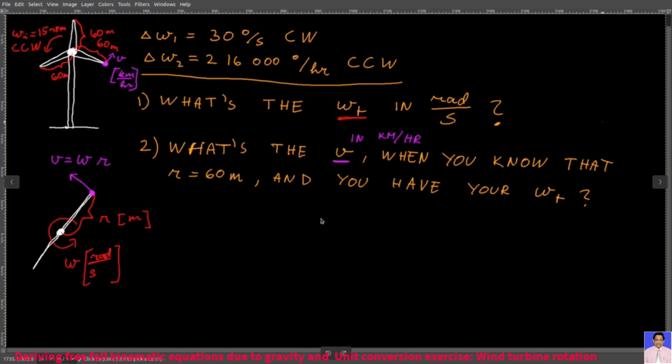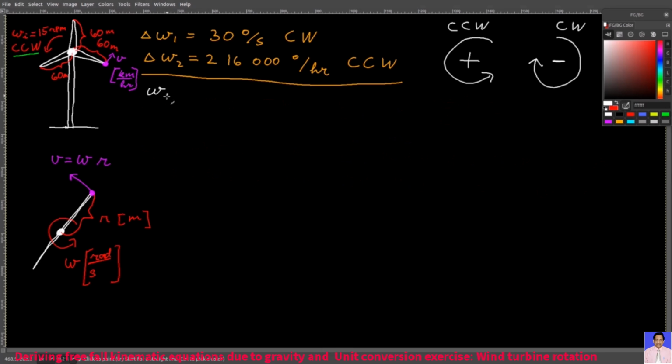Welcome back. So now let's do the second one. In the second question, we have to compute the tangential velocity at the tip of the blade in kilometers per hour when the turbine rotates at the final rotational speed. And you already know that the final rotational speed is 2 pi over 3 radians per second. You also know that each blade is 60 meters long.